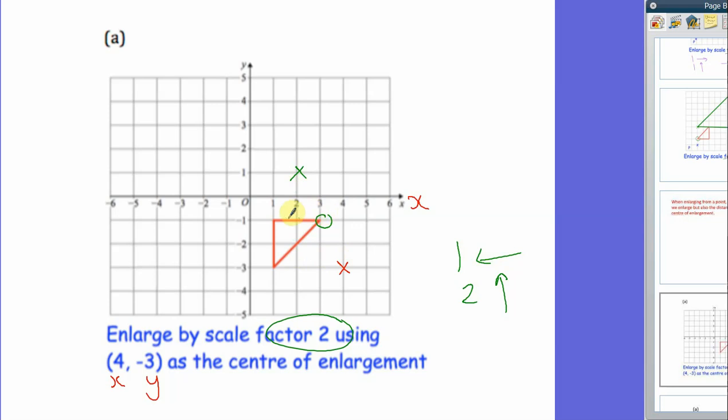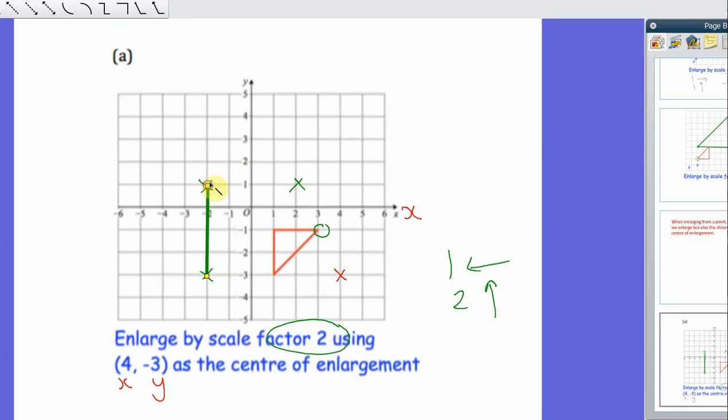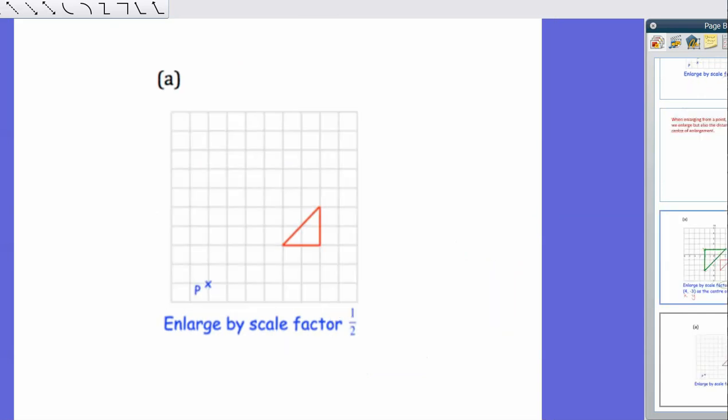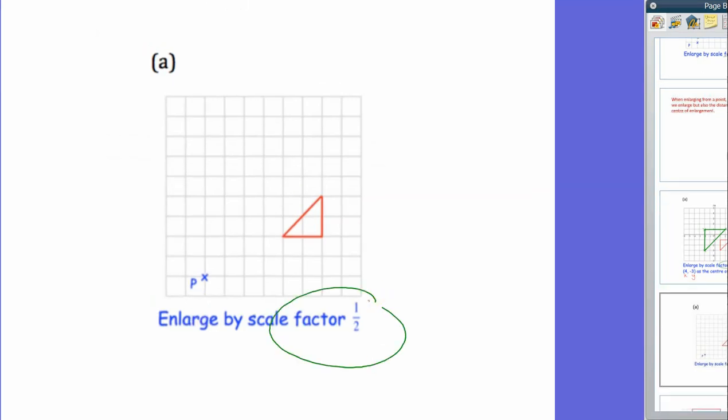So from this point it goes left 2. So I'm now going to go left 4 because I need to draw it twice as big. Then down 2 is now going to become down 4. Join them up. And we have it. Getting easier, right? Counting squares. This is a scale factor of a half, so basically half the size.